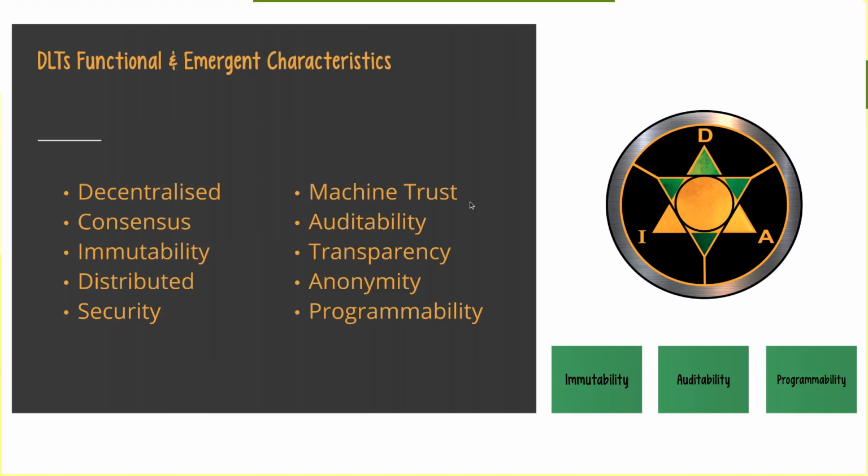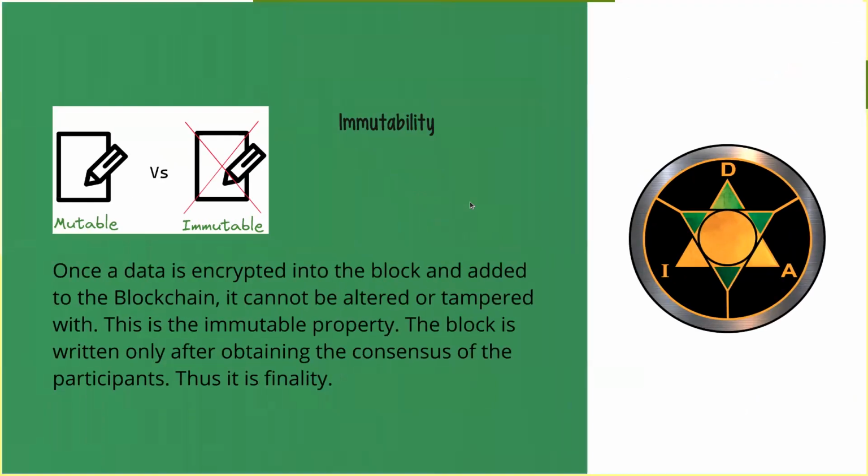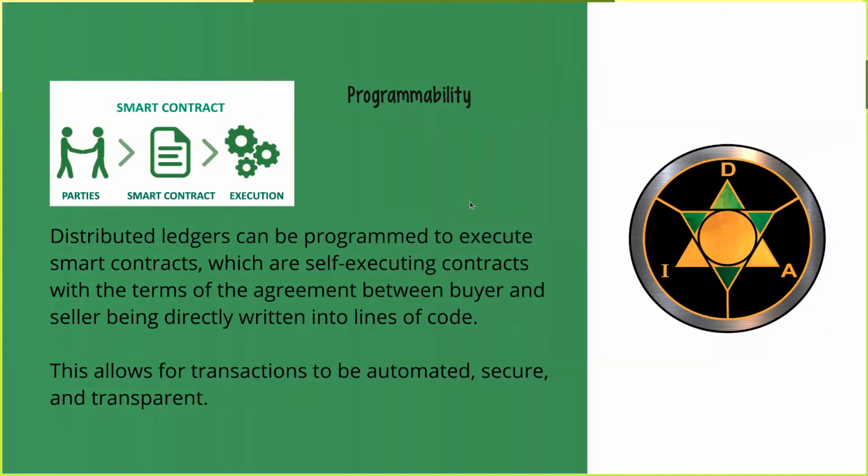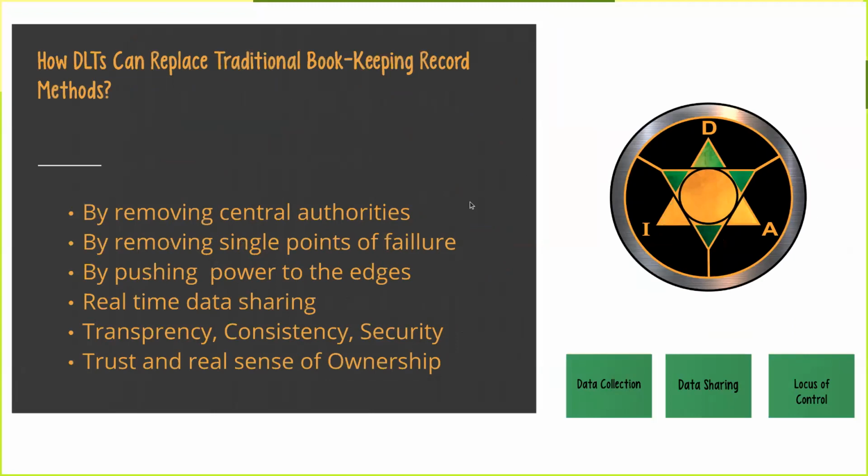And then the last one is programmability. You've heard a lot about smart contracts, which are just an emergent characteristic stemming from those functional characteristics we just talked about. So I think we already talked about immutability, the fact that once the data is saved, it cannot be modified or tampered with. We talked about auditability and programmability, so I will skip those.